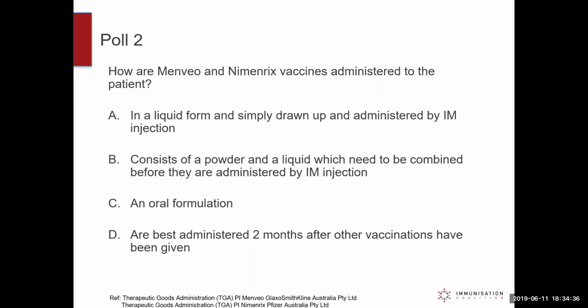So if you've been giving some of these vaccines, you will definitely know the answer to these questions. So how are Menveo and Nimenrix vaccines administered to the patient? Is it in a liquid form and you just simply draw it up and administer it intramuscularly? Does it consist of a powder and a liquid that need to be combined? Is it oral? Or is it just best given 2 months after other vaccines have been given? So just go into your questions and answers box there and see what you think.